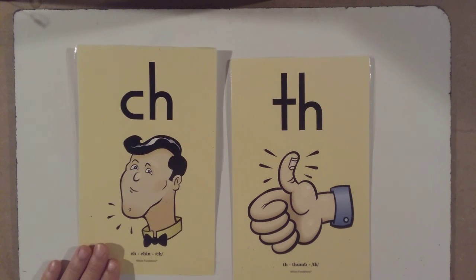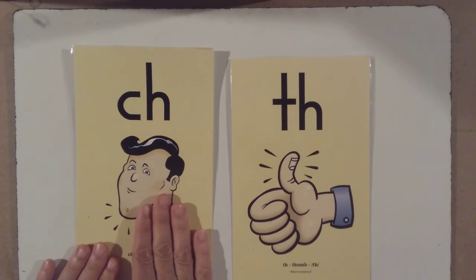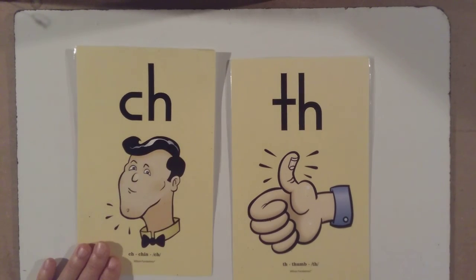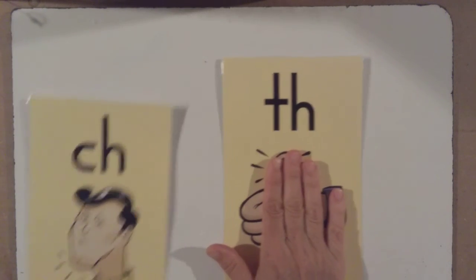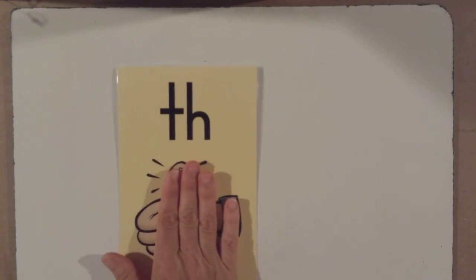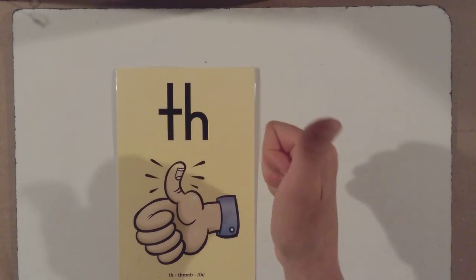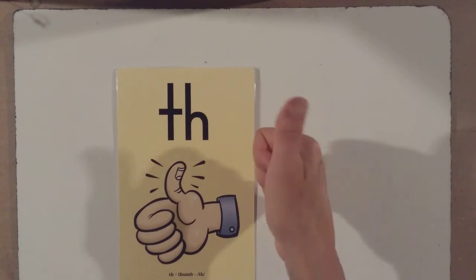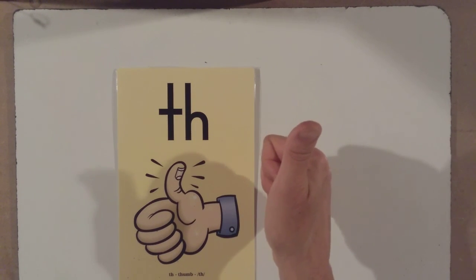We're going to start by reviewing our digraphs. So here it is. CH, touch your chin and say CH, chin, ch. Look at this one. TH. Hold your thumb up and say TH, thumb. Remember, tongue goes between the teeth.